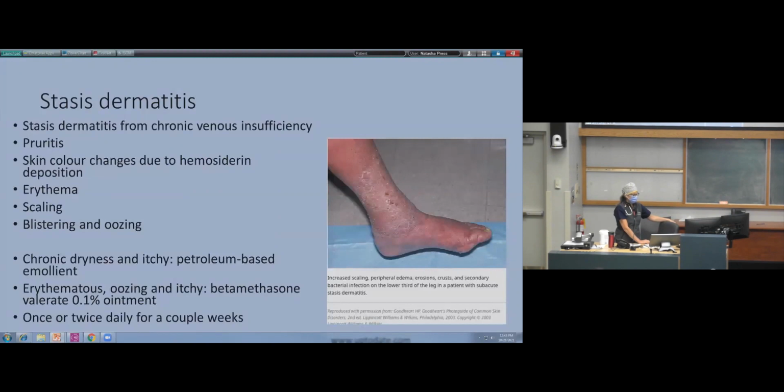This is stasis dermatitis, and it can be either dry and itchy or blistery and oozing. If really chronic dryness and itchiness is the problem, then giving them something Vaseline-ish, like a petroleum-based emollient, is helpful. If it's more oozy and itchy, sometimes we'll order betamethasone valerate 0.1% ointment. They just need to use that once, maybe twice daily for about a week. It shouldn't be used for a super long time, but just until those symptoms have resolved.